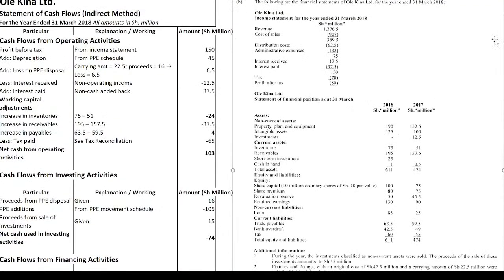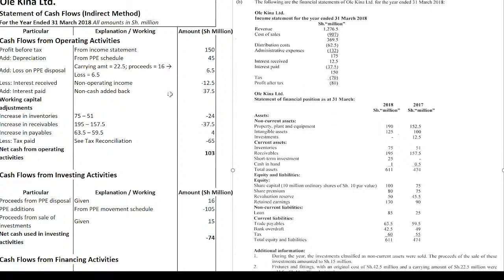So we are going to start with the title, the Olekina Limited Statement of Cash Flow. We are going to utilize the indirect method. So for the year ended, all amounts here are in shillings, millions. So we are going to start with the cash flow from operating activities. We have to get our profit before tax, not after tax. So before tax, we get it is 150.